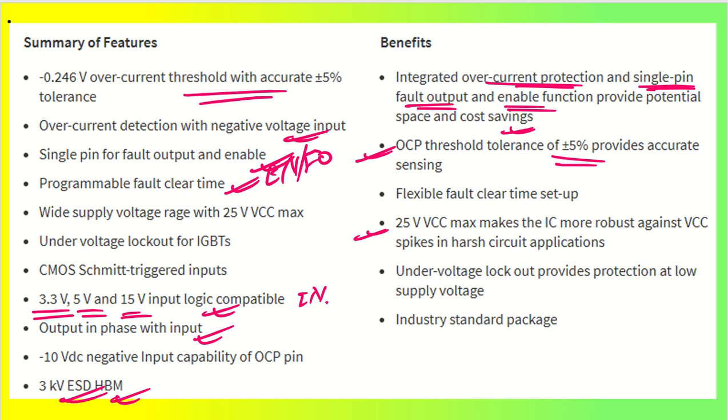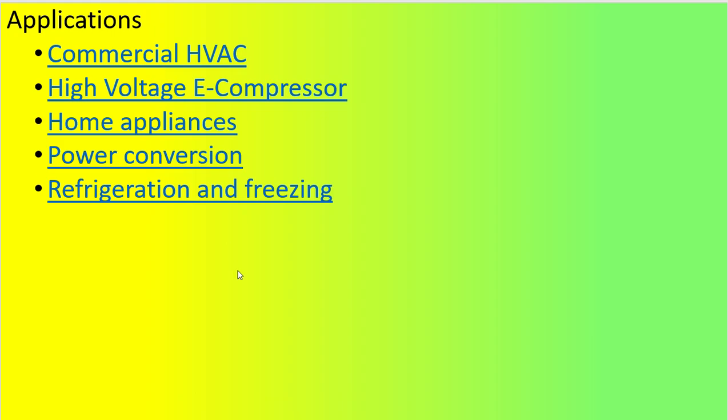So let's talk about the applications where it can be used. This gate driver IC can be utilized in commercial HVAC, that is heating, ventilation and air conditioning. It can also be utilized in high voltage e-compressors and in home appliances. Home appliances are basically fridges, washing machines, all those things. Okay. We have power conversion, so in PFCs, power factor correction and all, we can always utilize it, and we can also use it in refrigeration and freezing systems.